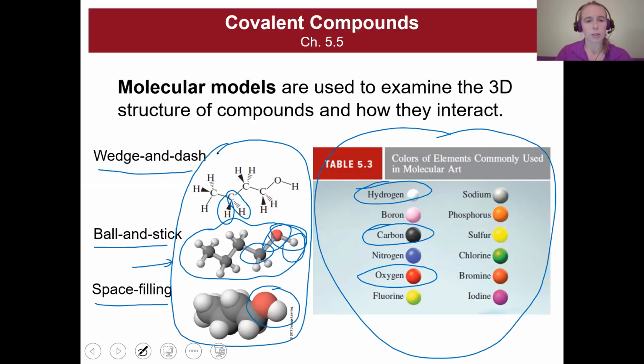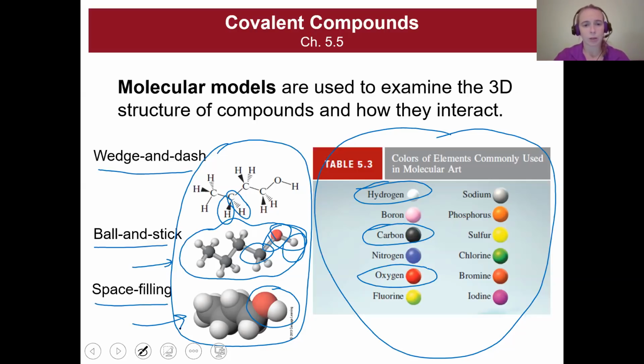So the top is the wedge and dash structure or model. The middle is ball and stick, and then the bottom one here is the space filling model, and they're all for the same molecule. But the reason that we would maybe want to use the space filling model is if we want to look at the volume taken up by these atoms.